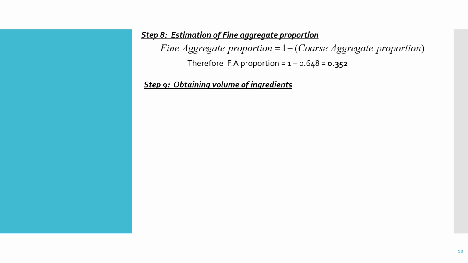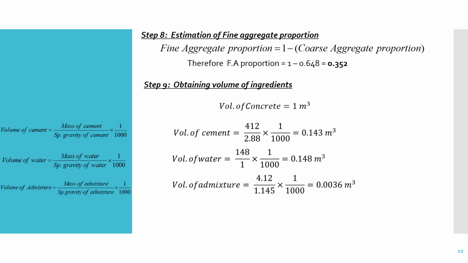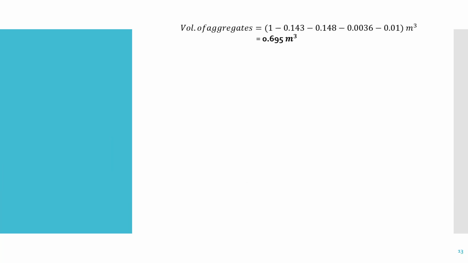Step 9 is obtaining the volume of ingredients. Depending on the mass of ingredients and their specific gravities, we can get the volume of each ingredient. Like volume of cement comes out to be 0.143 meter cube, volume of water to be 0.148 meter cube, volume of admixture to be 0.0036 meter cube, and volume of air content that we have directly taken from table 3 is 0.01 meter cube. Now we have to deduct all these volumes from 1 meter cube of concrete to get the volume of aggregates. This volume comes out to be 0.695 meter cube.